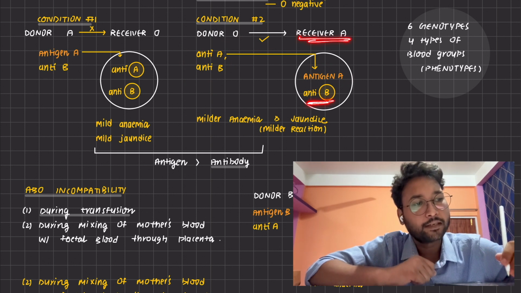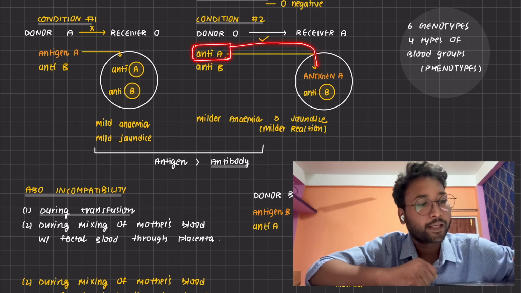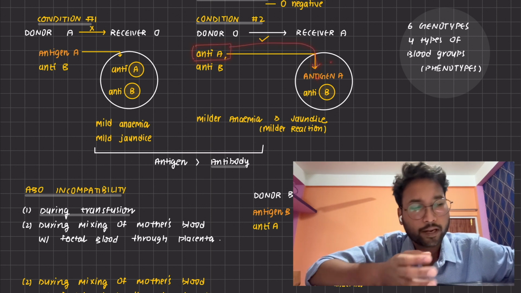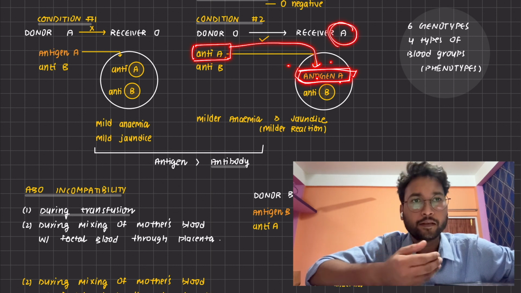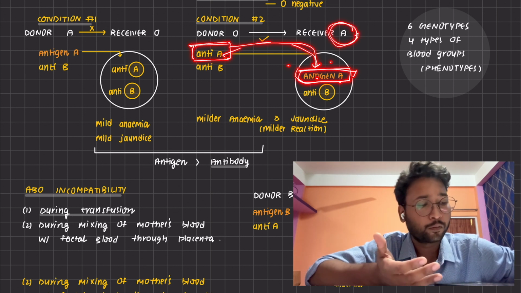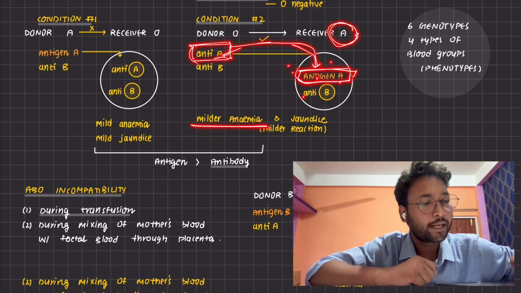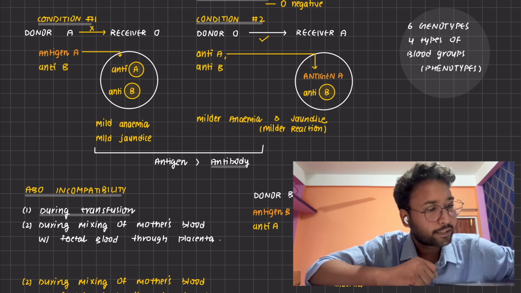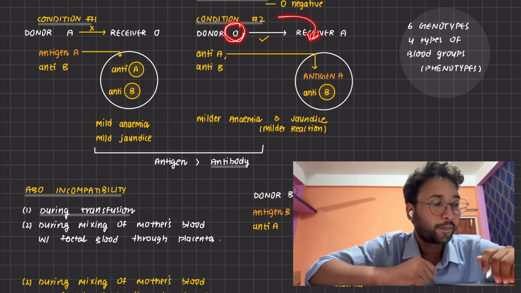So why is it written in NCERT that the patient with blood group O can donate blood to A blood group, to B, and also to AB? So why is it so? What is the scenario then? Here we are seeing that it can cause milder jaundice and milder anemia, right? Then what is the case?